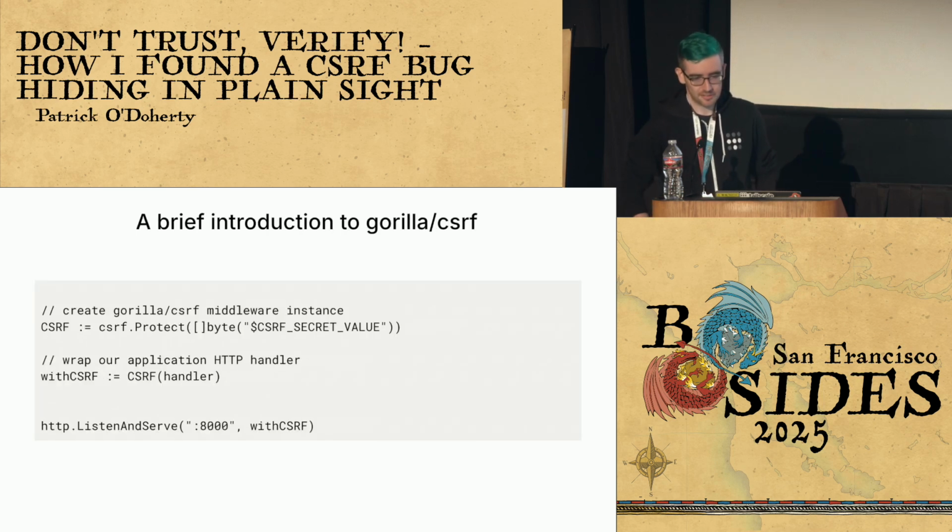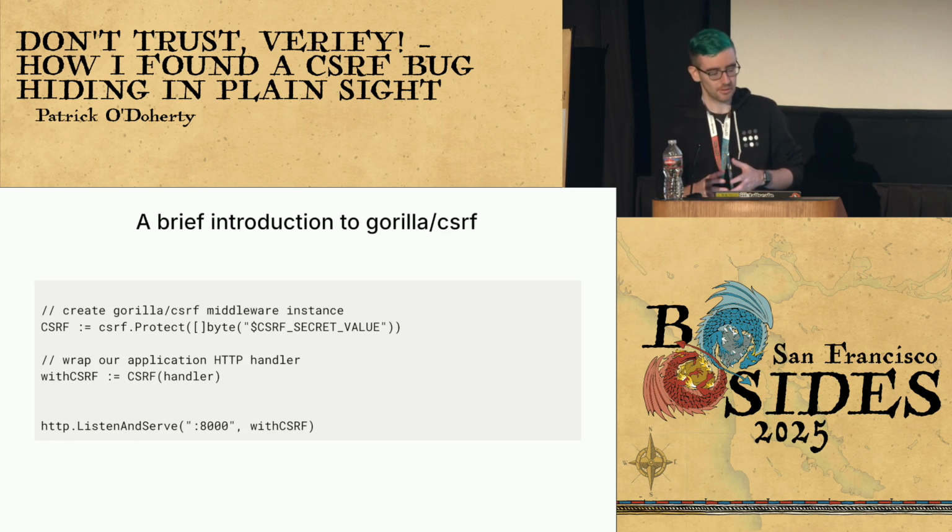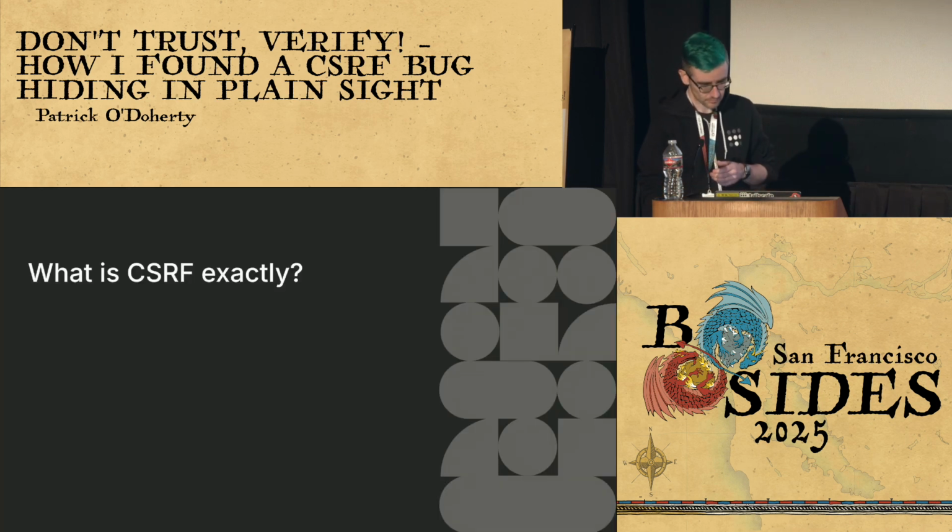So what is Gorilla CSRF, the library that we're going to be talking about today? It's a Go library that is a HTTP middleware that is intended to wrap your existing HTTP application with CSRF protection. And we'll get into what CSRF is in a second. But this is an example of what it would look like to use this middleware in your application. We instantiate a copy of it. We feed it a server-side secret that's going to be used to generate secure cryptographic random tokens. We take our existing application, we wrap it in this middleware, and then we expose it to the outside world.